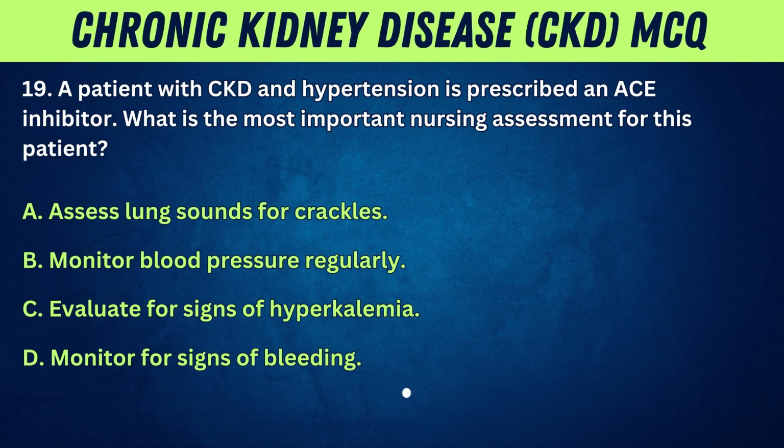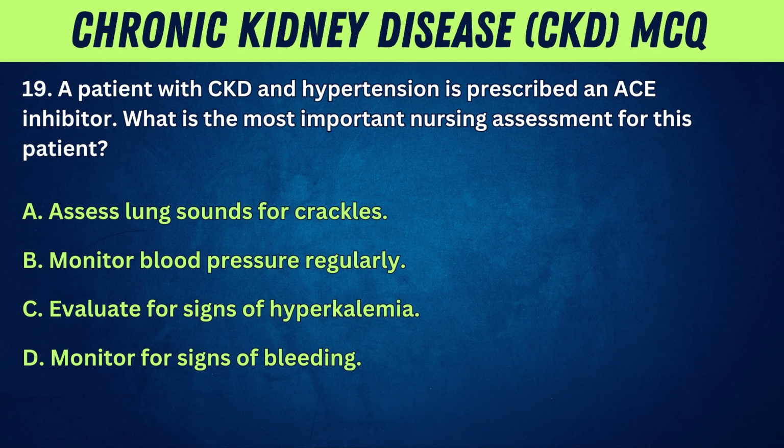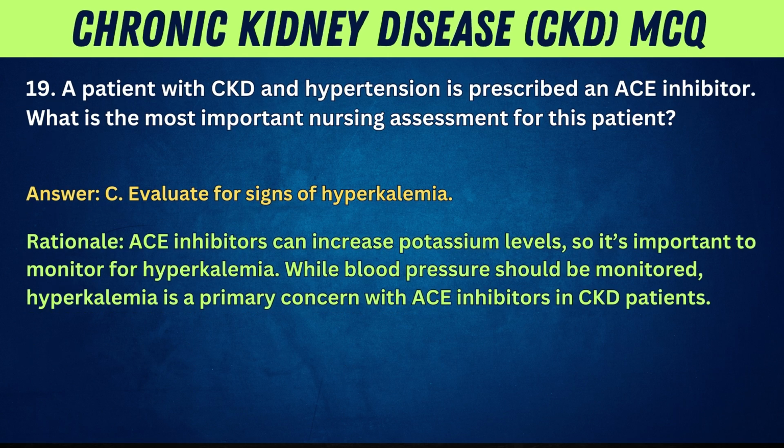19. A patient with CKD and hypertension is prescribed an ACE inhibitor. What is the most important nursing assessment for this patient? A. Assess lung sounds for crackles. B. Monitor blood pressure regularly. C. Evaluate for signs of hyperkalemia. D. Monitor for signs of bleeding. Answer: C. Evaluate for signs of hyperkalemia.